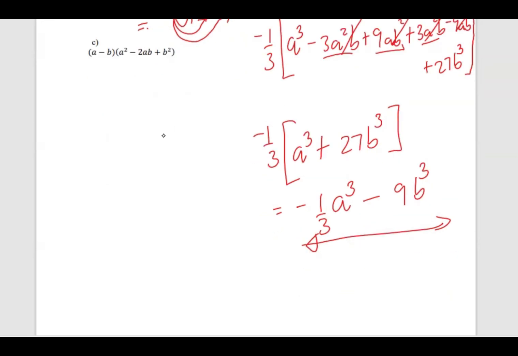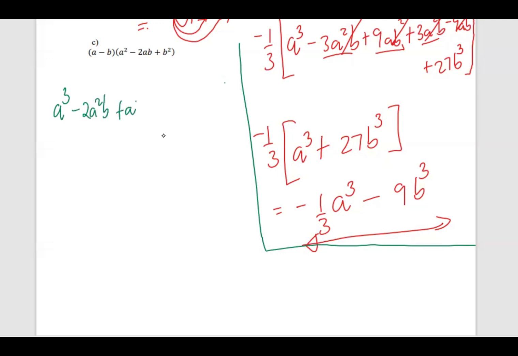So let's look at the last one, which is C. With C, we can see that a multiplied by that, we're going to have a cubed. A and that's going to be negative 2a squared b. A and that's going to be ab squared. B and that's going to be negative a squared b. Negative b and negative, that's going to be a plus 2ab squared. And then a negative b and a plus b squared, that's going to give me a negative b cubed.